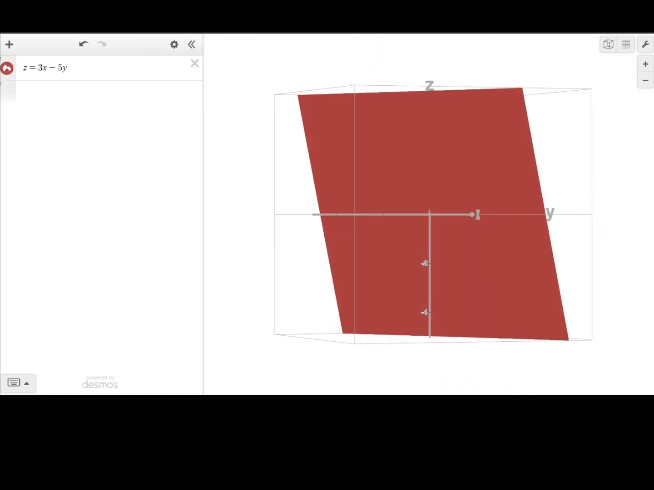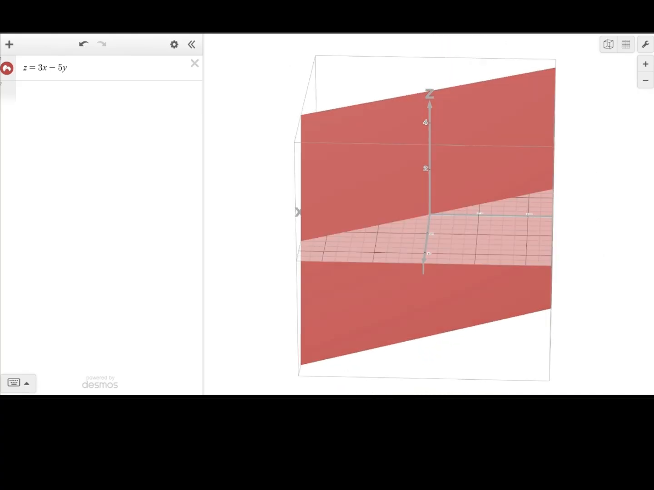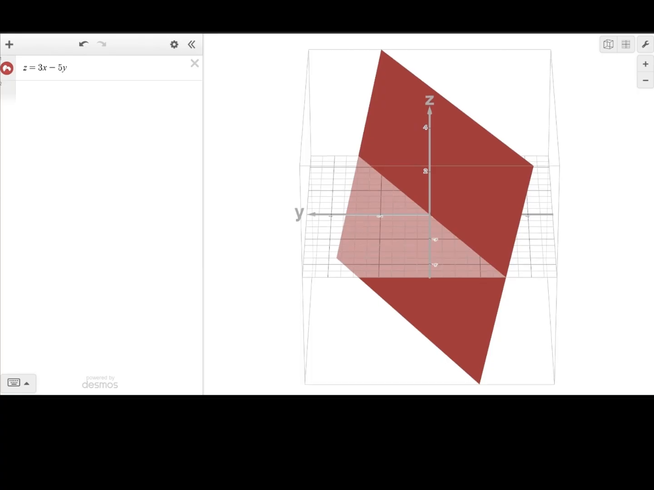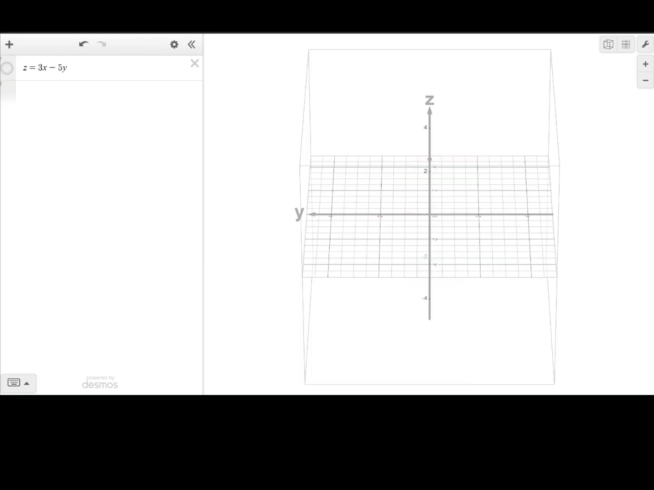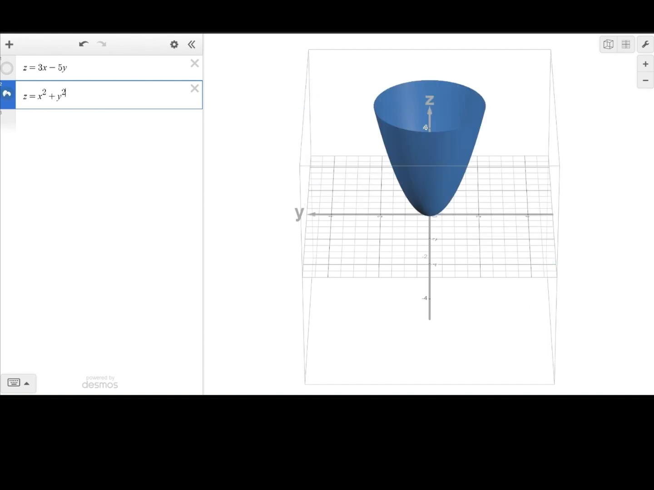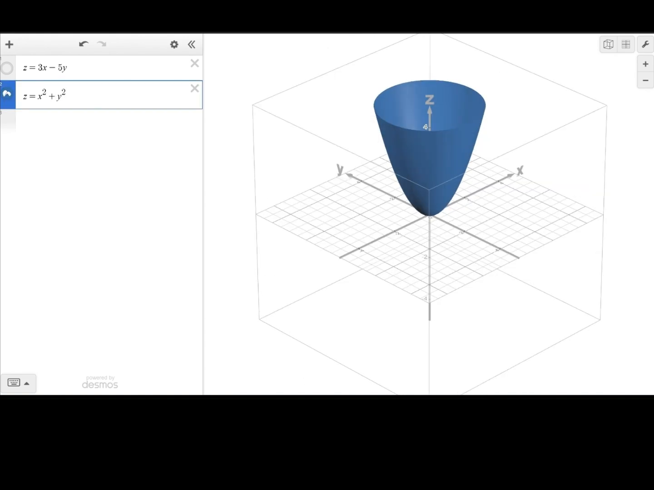Previously in matrices, you've looked at the intersection of three planes and found their unique point of intersection. But let's make it maybe a little bit more complicated. Okay, so we'll turn that one off. Okay, and let's go with z is equal to x squared plus y squared. Okay, and we get this shape here, which does look quite different.